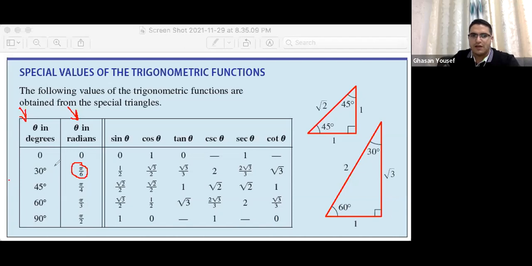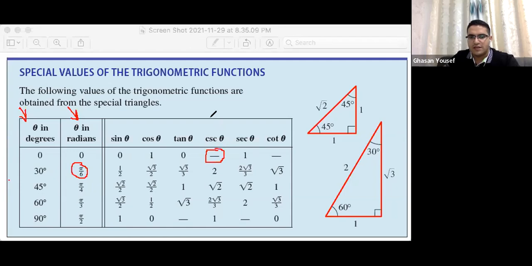Now, these angles are special. Yes, you have to memorize this. So you have to know the sine of 0 is always 0. The cosine of 0 is 1. The tan of 0 is 0. The cosecant of 0 is undefined. We don't have a value.